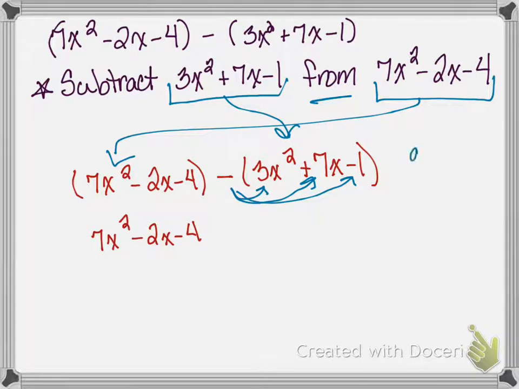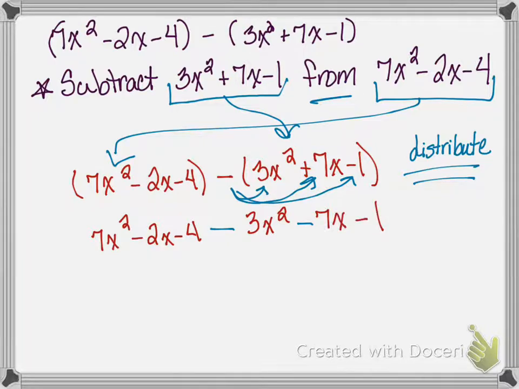That is where students get confused. Distribute to everything. Distribute the negative. Okay? So this is going to be minus 3x squared, minus 7x. Then I've got a negative to a negative. So what does that become? Plus. Be sure you have given that negative to everything in that trinomial. Be sure that you've done that.